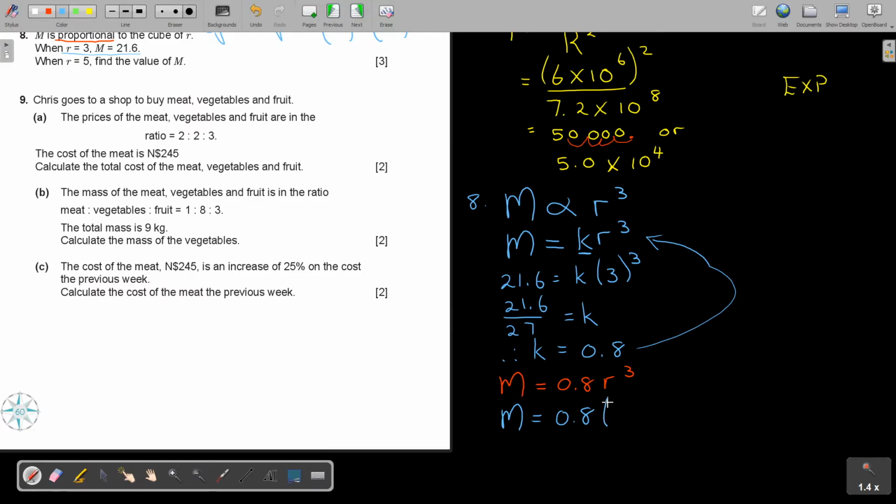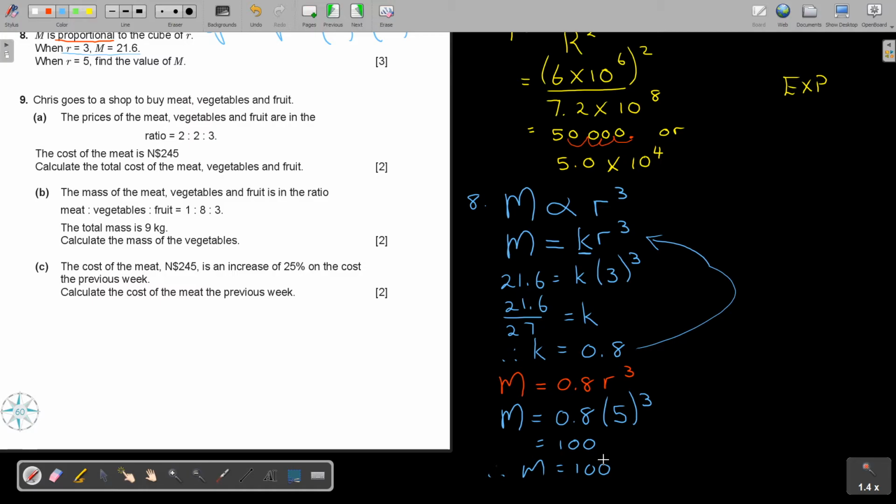So what is the value of r? It's 5. And then I'm just going to say, oh, let's just get the pen correct. 5 times 5 times 5 times 0.8, all to the power of 3. And I get that the value of m is 100. Okay, find the value. So therefore, m is 100. And that's really not so difficult. That's direct proportion, but also revise indirect proportion. And now we go for the final one.